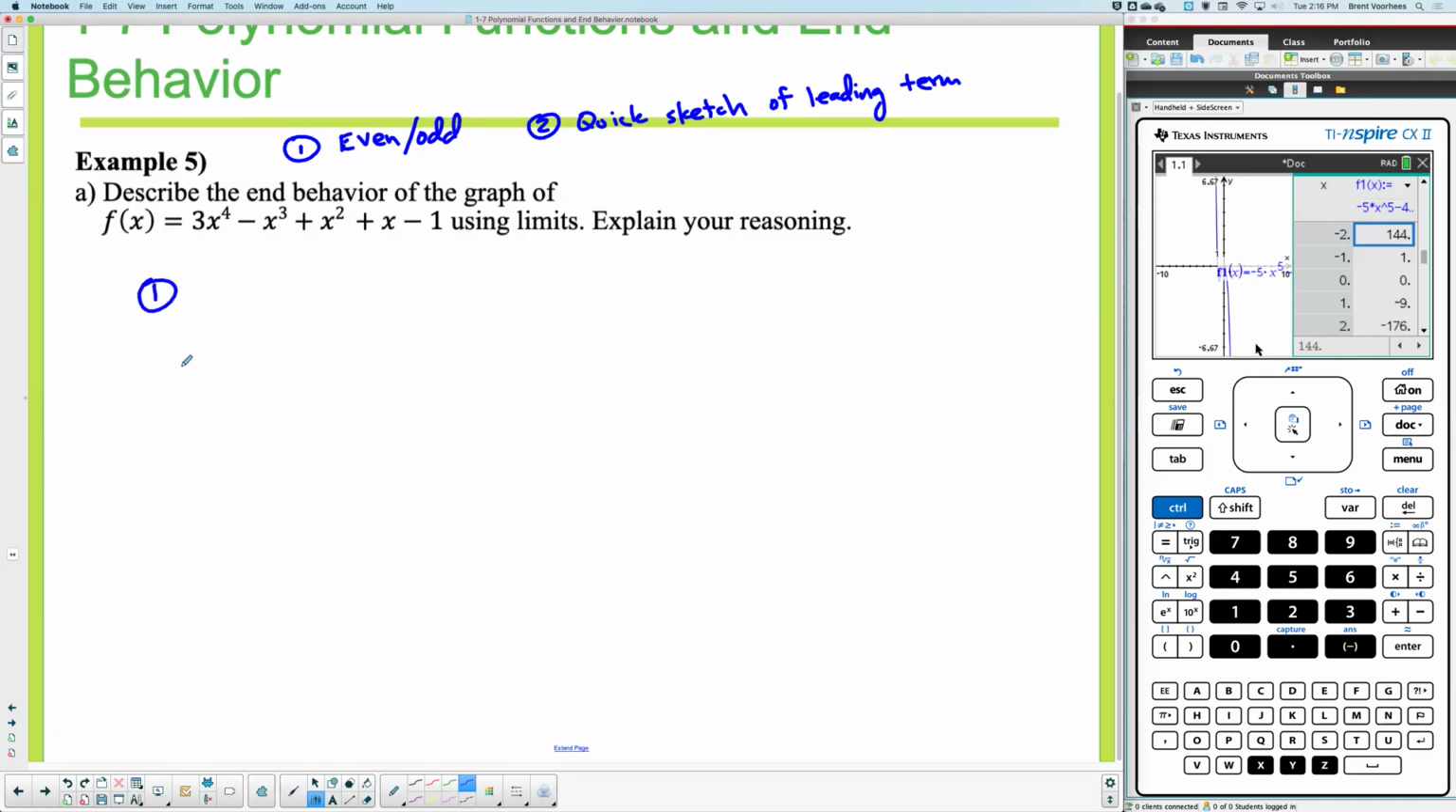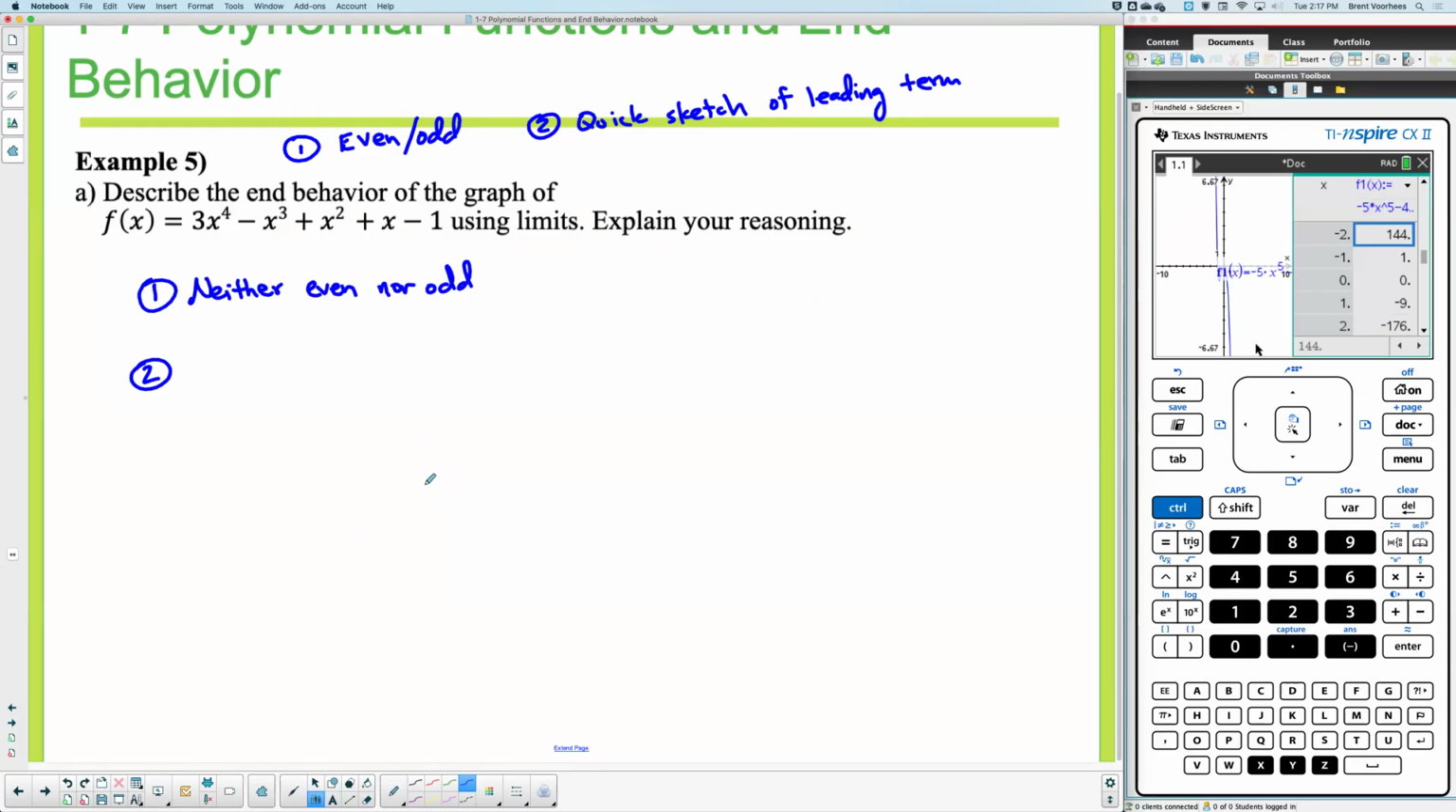First, I want to discuss if it's even or odd. Do you look at just the leading term or do you have to look at all the terms? All the terms. Is this even, odd, or neither? Neither. Neither even nor odd. That's great. Why is that true? Even and odd, the powers alternate. You have both even and odd powers.